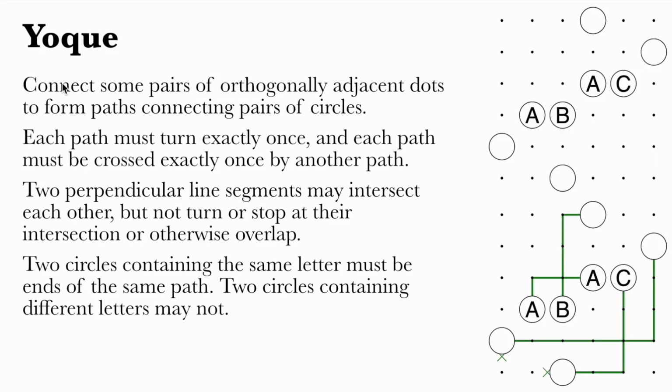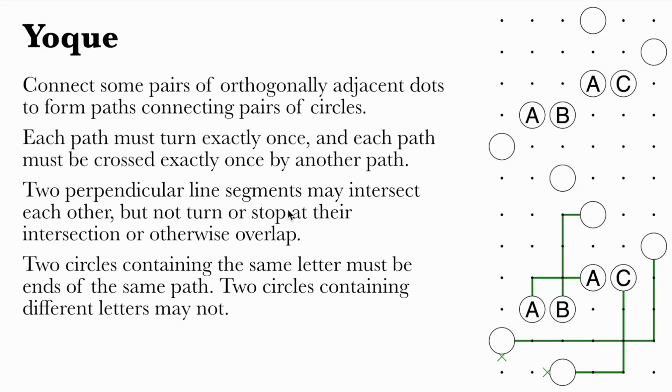In a Yoque puzzle, we connect some pairs of orthogonally adjacent dots to form paths connecting pairs of circles. So we're traveling horizontally and vertically in the grid from dot to dot, and we can see that every path goes from one circle to another circle. Each path must turn exactly once, and each path must be crossed exactly once by another path. That implies that each turns once, we're making L shapes, and the other part implies, I believe, that we will only have pairs of paths that cross one another.